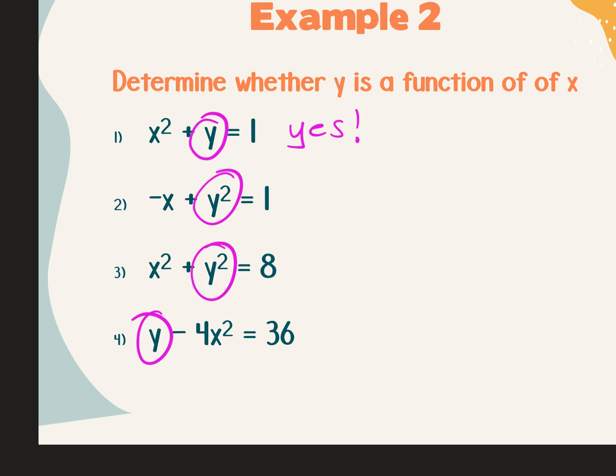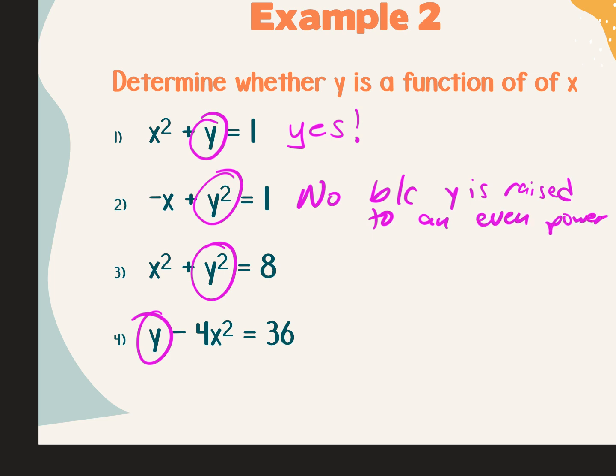Look at 2. Yes or no? No. Why not? Because y is raised to an even power. What about 3? No. Why? Same thing. And what about 4? Yes. Very good. All right, those are little things we've got to remember.